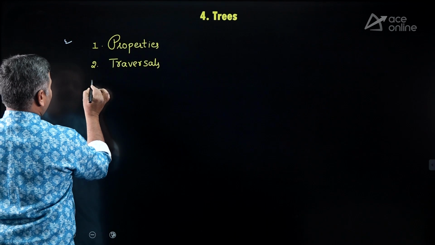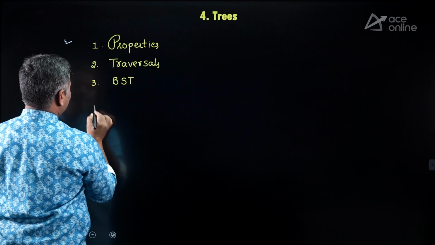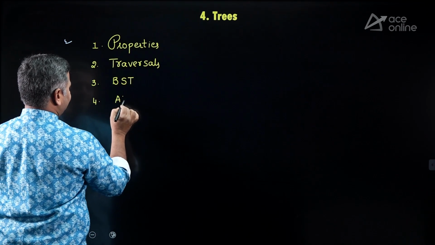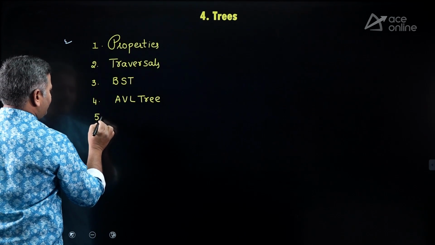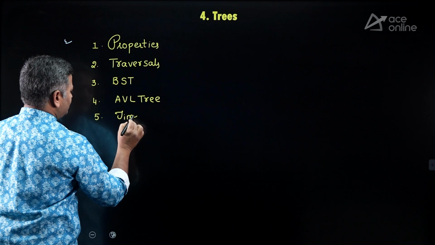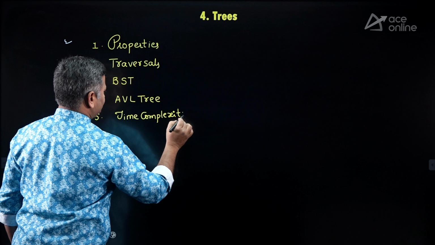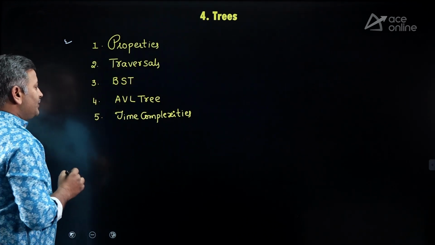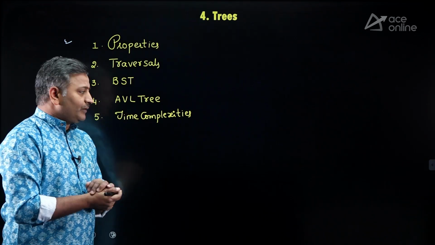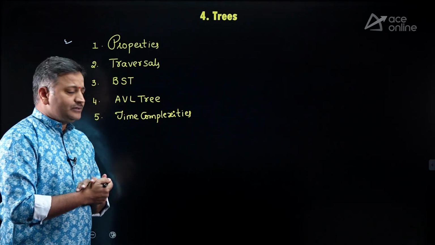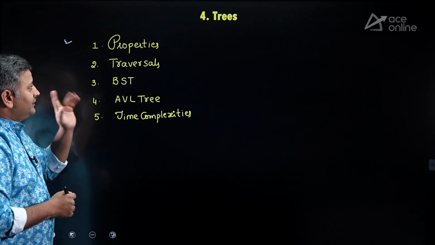After tree traversals, next we discuss binary search tree, and afterwards AVL tree. The fifth topic is time complexities based on various operations, like inserting a node into an AVL tree, how much time complexity will it take? Deletion of a node from an AVL tree, how much time complexity? What is the time complexity of constructing an AVL tree using n elements? All these time complexities will be covered here. These are the different topics frequently asked in the trees concept.